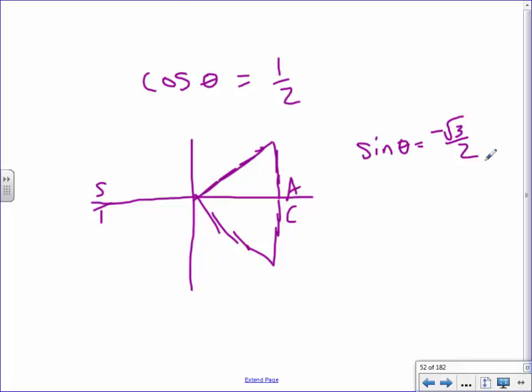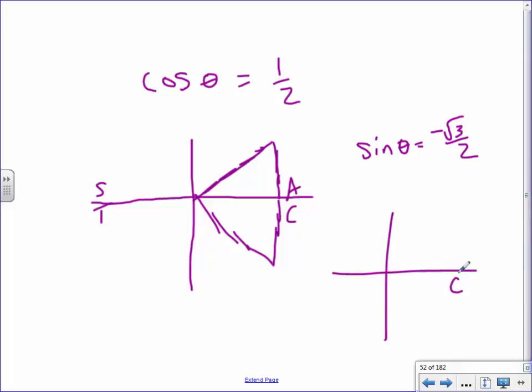Well, I don't even need to care about what √3/2 happens to be, but where would sine of theta equal a negative number? Well, here's a negative number. Where is the sine of theta, the yellow graph on mine, going to equal that negative number? In quadrants 3, 4.